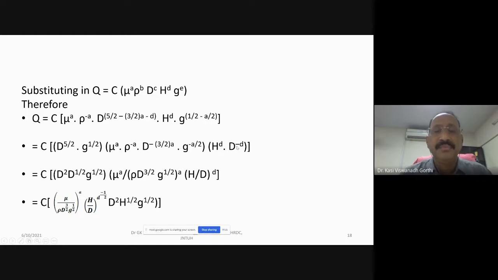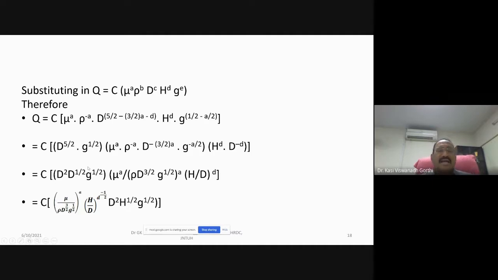All d together. H to the power d, d to the power minus d may be written like h by d whole to the power d. Similarly, this term also, mu to the power a, rho to the power minus a. So mu to the power a by rho d to the power 3 by 2, g power half to the power a. In other words, mu by rho d to the power 3 by 2, g power half whole to the power a, into h by d to the power d, and the remaining constant values, whatever you have got.